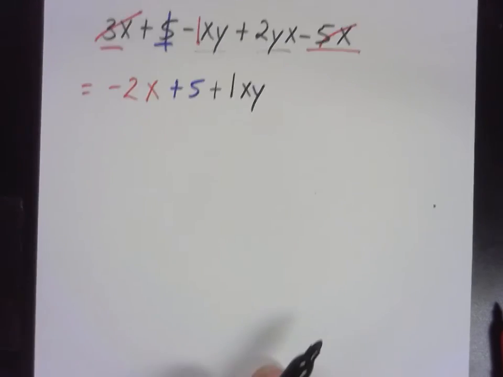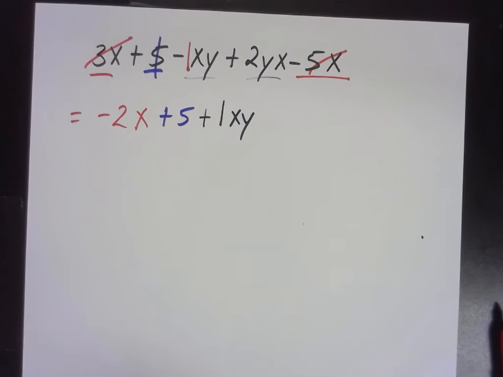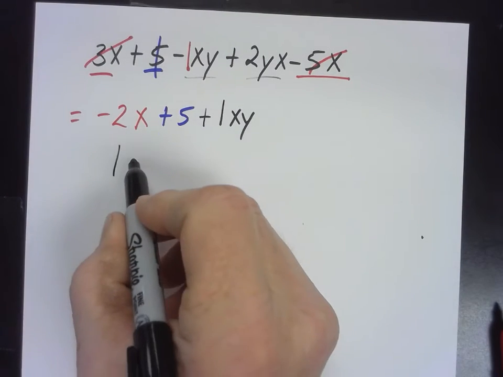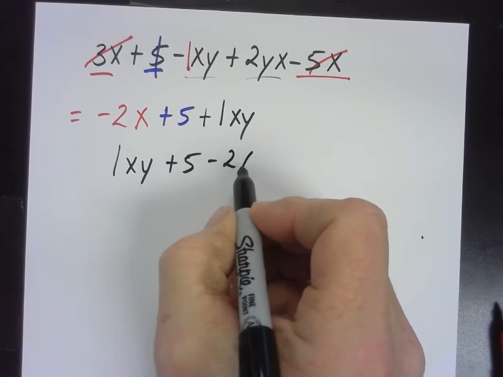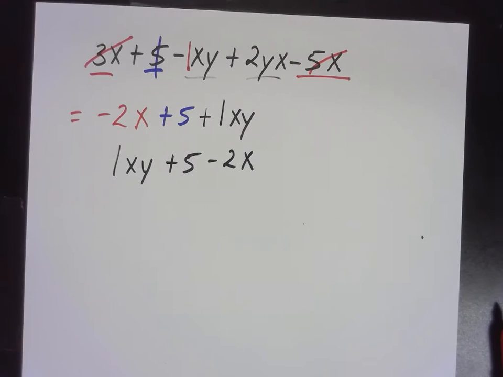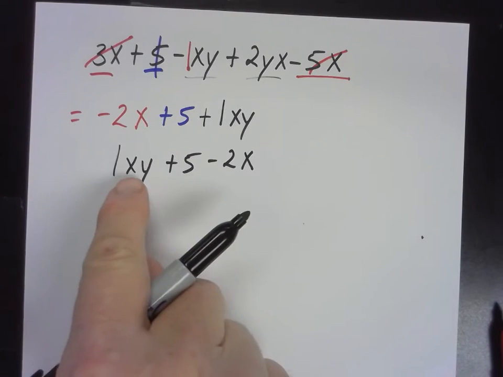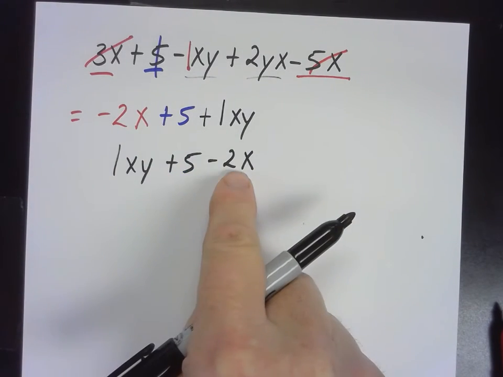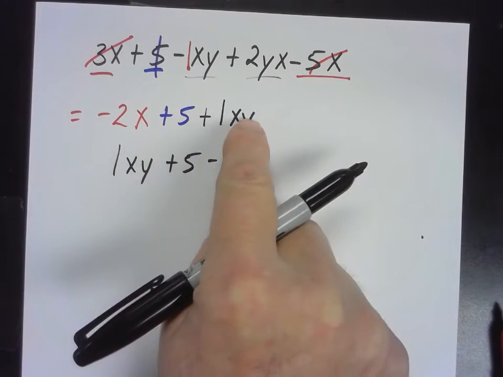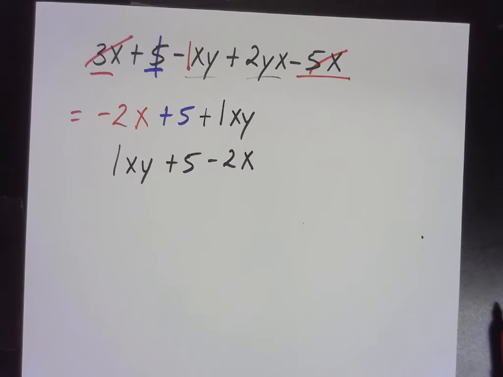Okay, so, oh wait, what if someone else has this answer? Is that correct or not? Yes. Yeah, see your head shaking? It doesn't matter what order it's in. As long as you have a positive 5 and a negative 2x and a positive 1xy, it doesn't matter what order they're in, they're going to add up to the same thing. So that's nice, isn't it?